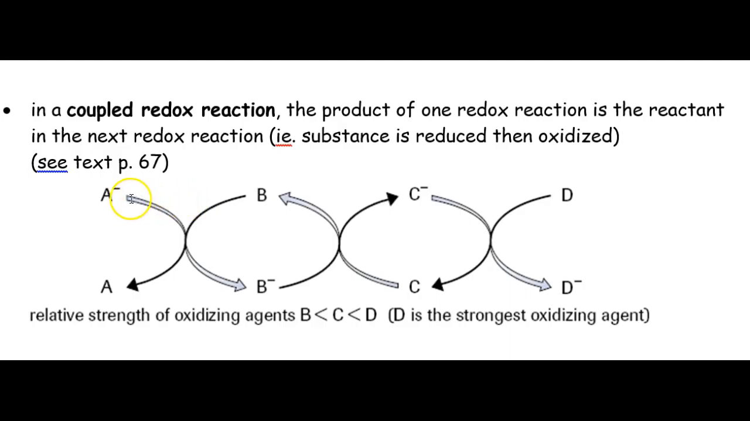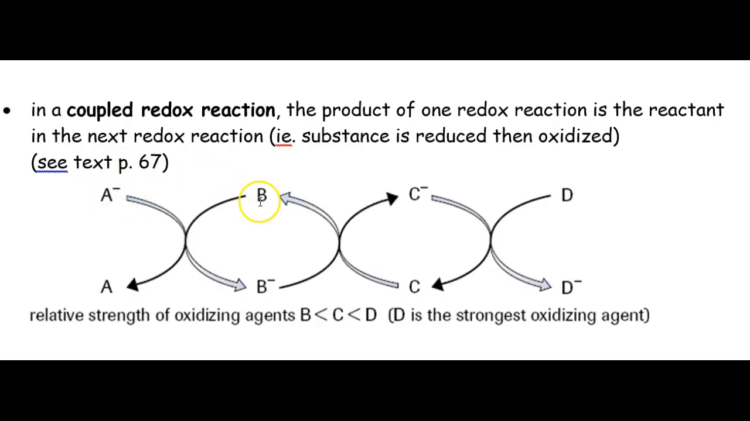So as we move up, A has the lowest electronegativity, then B has a slightly higher one, C has slightly higher, and then D we finish off as having the highest electronegativity, which means that as we move along this chain, the next substance in the line has a greater ability to attract the electron. And so remember, we're starting with this electron on this substance A minus.